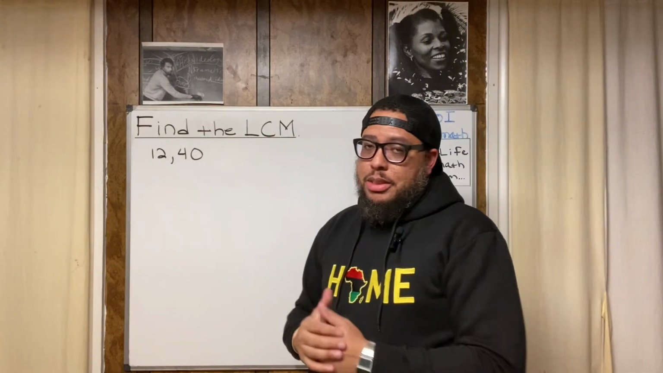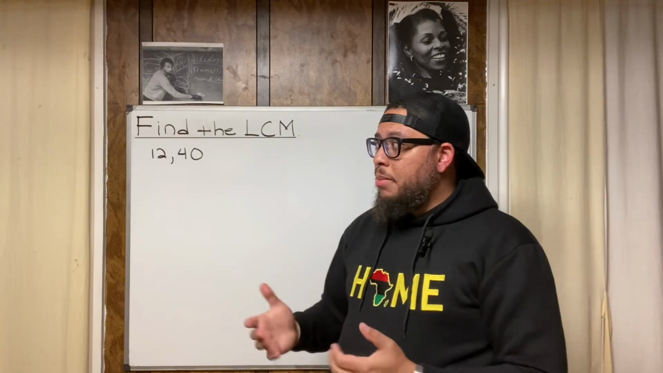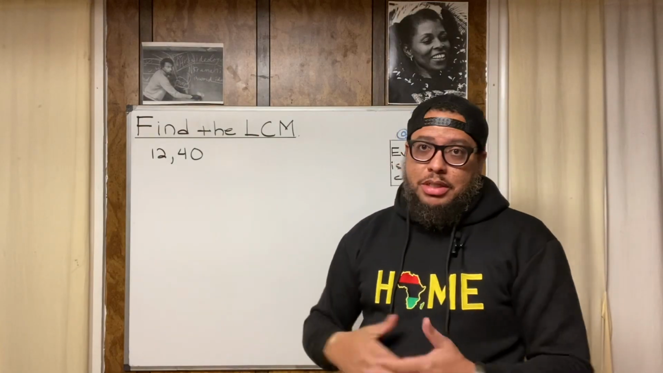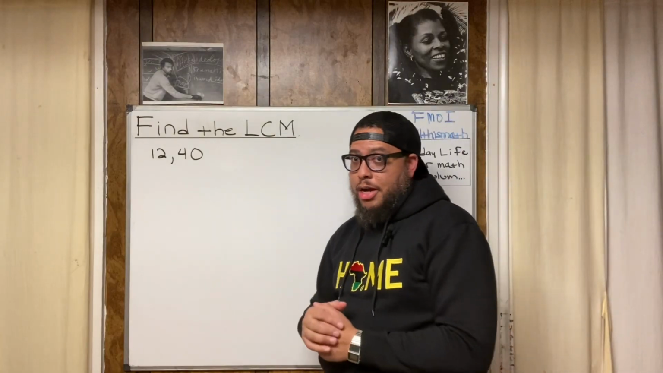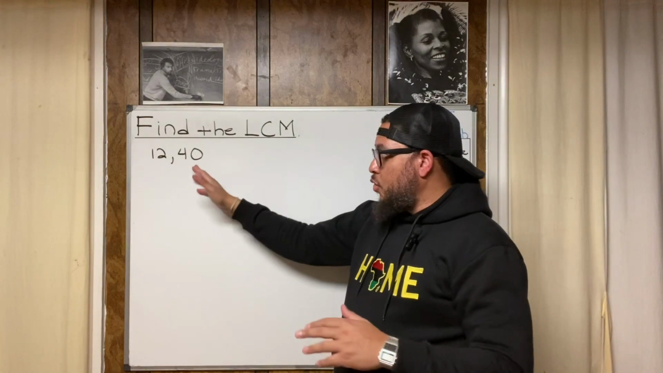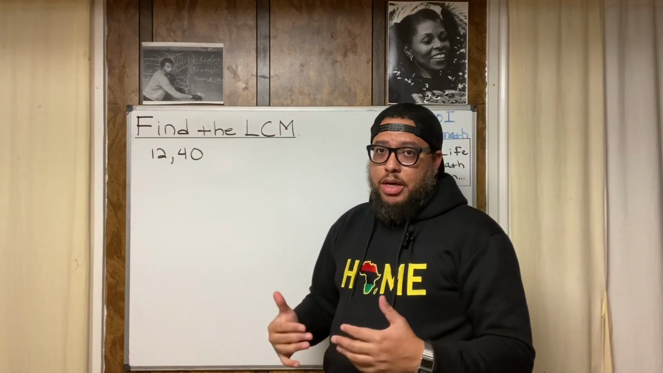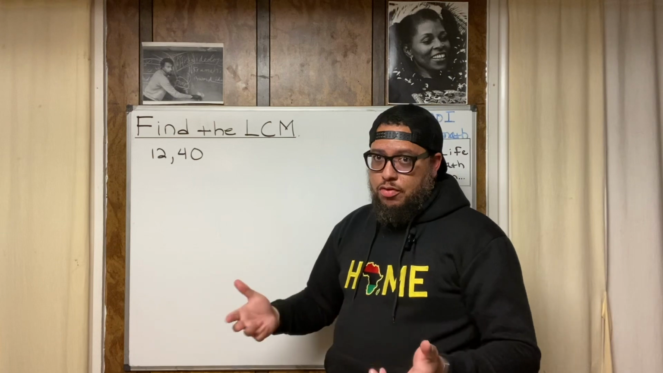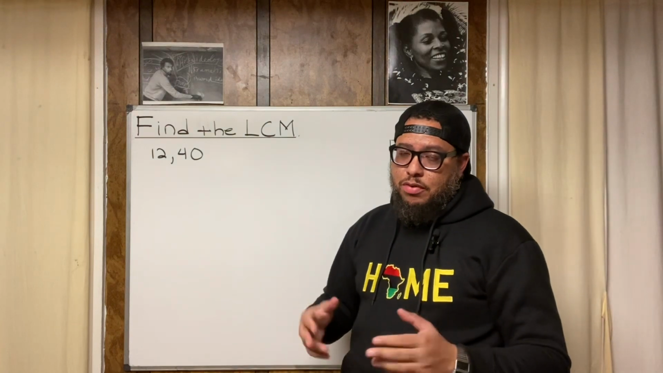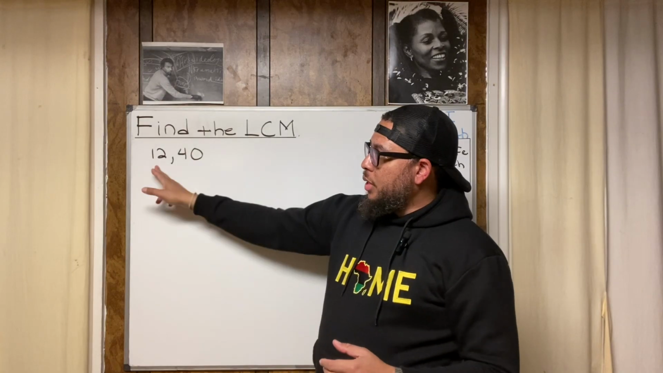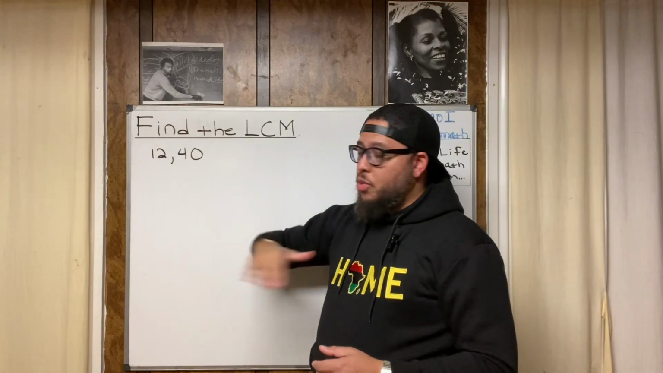Now, with this particular problem, one method that I would do, I would just eyeball the work, right? I take the bigger number, which is 40. I would do 40 times 1 and that equals 40. So 40 is a multiple of itself, right? Every number is a multiple of itself. That's something I ain't mentioned. But 40 is a multiple of 40, but 40 is not a multiple of 12. So that means 40 is no good.